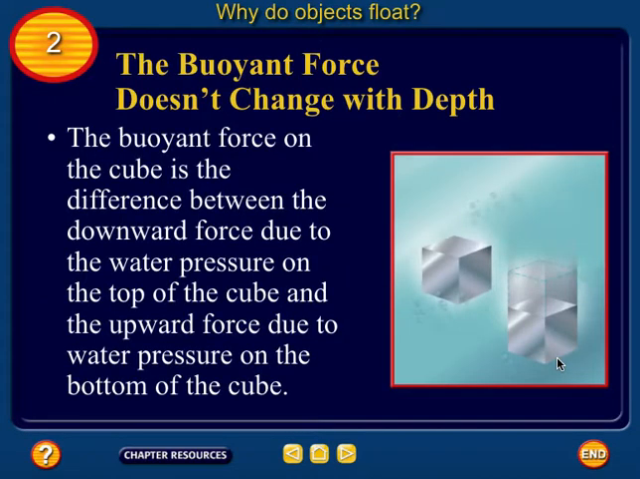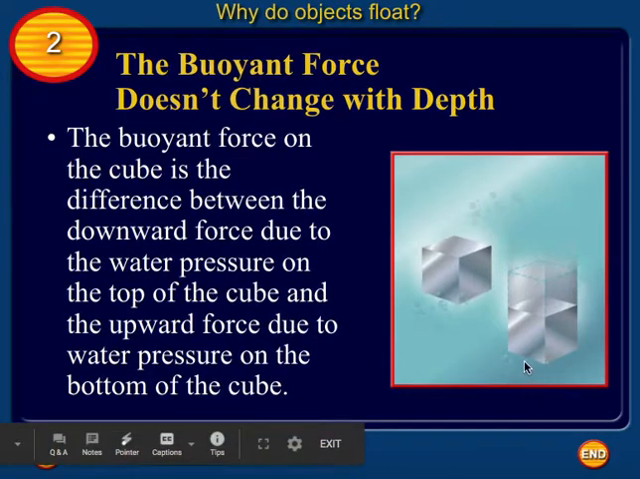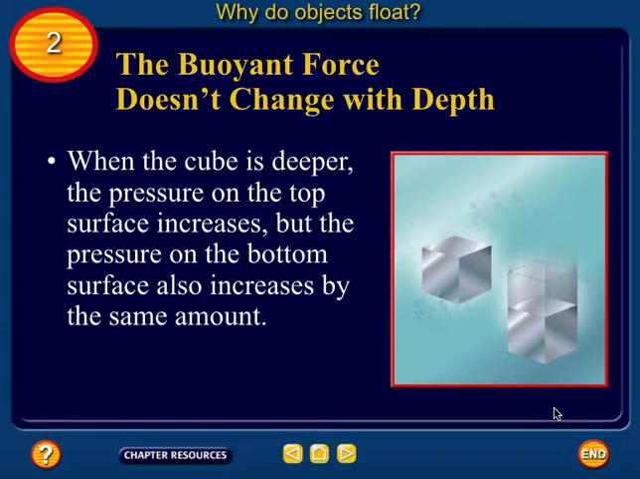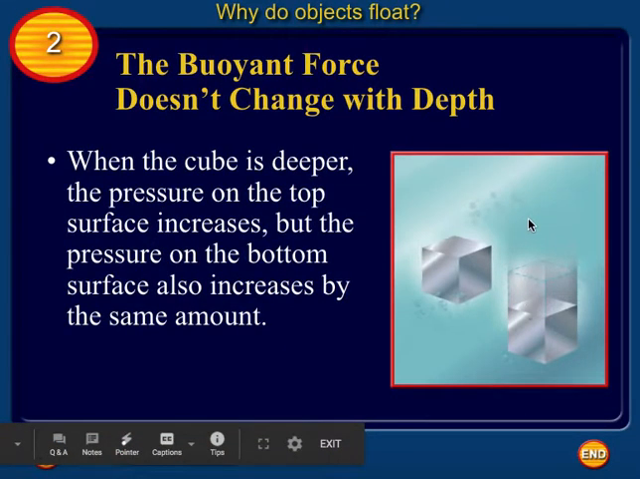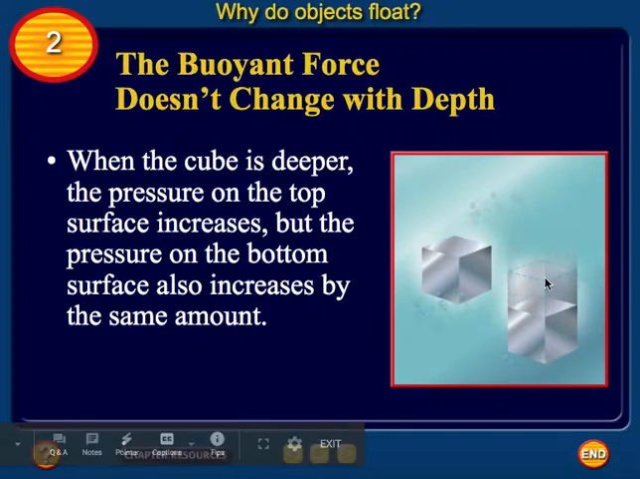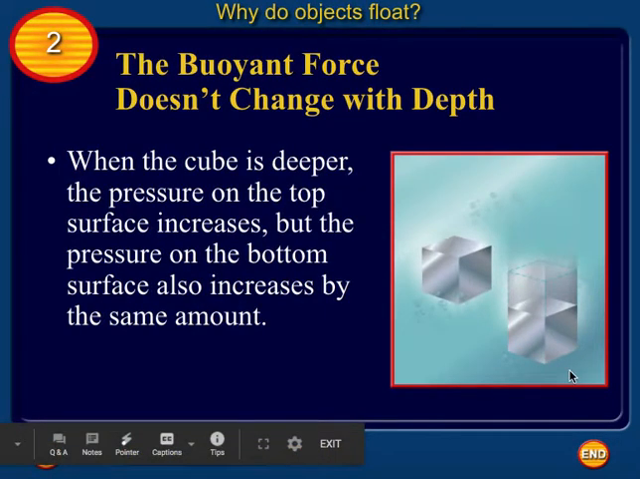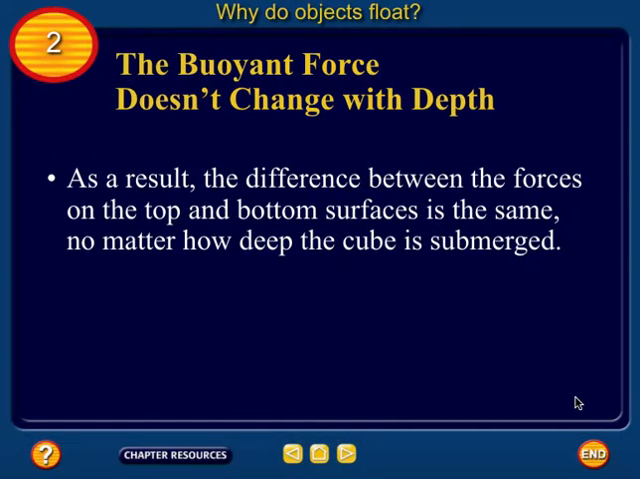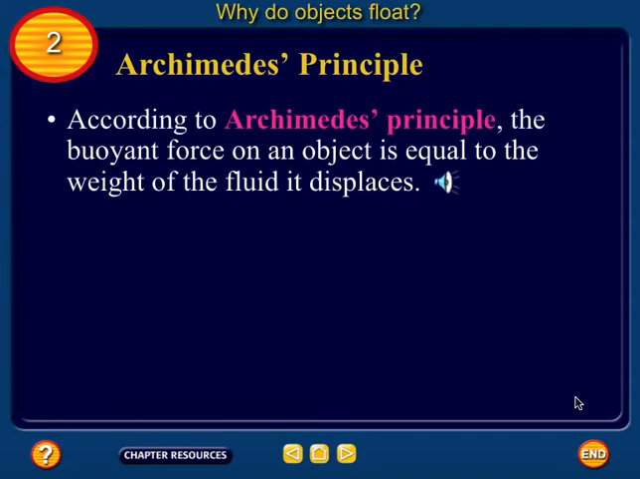The buoyant force on the cube is the difference between the downward force due to the water pressure on the top of the cube and the upward force due to the water pressure on the bottom of the cube. So it's going to continue to sink because that buoyant force is not overcoming the force that's pushing down. When the cube is deeper, the pressure on the top surface increases, but the pressure on the bottom surface also increases by the same amount. So even though there's a difference between what's pushing down and what's pushing up, as a result, the difference between the forces on the top and the bottom is always the same. No matter how deep the cube is submerged, it's going to continue to sink.